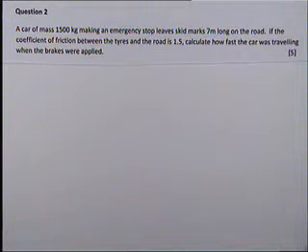And on to question 2 now. A car of mass 1,500 kilograms is making an emergency stop, leaves skid marks 7 meters long on the road. If the coefficient of friction between the tires and the road is 1.5, calculate how fast the car was travelling when the brakes were applied.